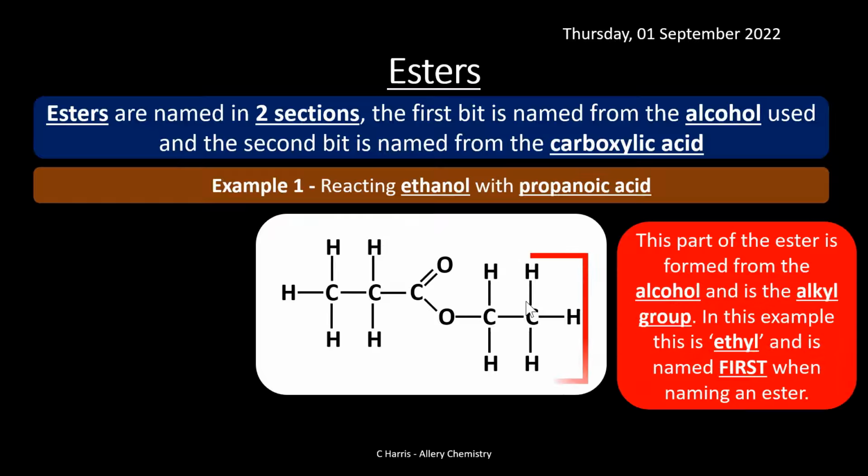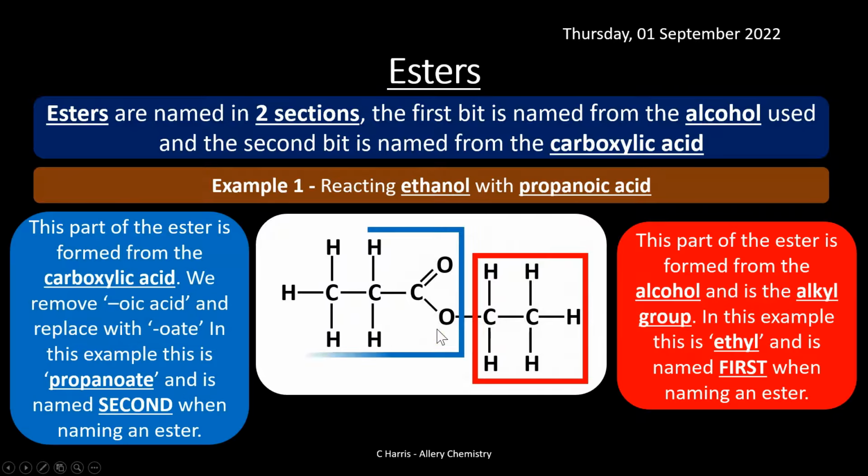So you've got the alcohol bit, which is that bit there. So this part of the ester is actually formed from the alcohol that we reacted with, and there's the alkyl group. And in this example, this is ethyl, because we've got 2 carbons in there. Okay, and when you're naming an ester, this is the bit that you name first, even though in the molecule it's obviously on the right hand side of the molecule, as you can see here, or the right hand side of this group. We actually name that bit first.